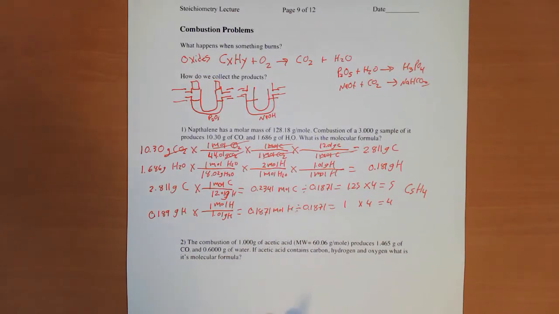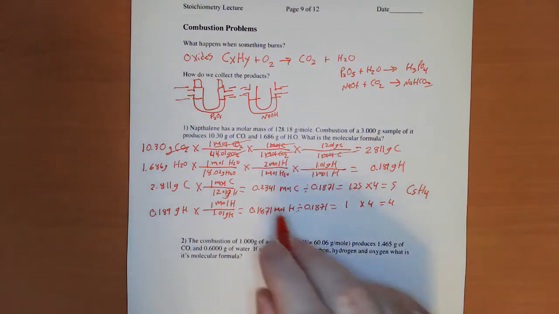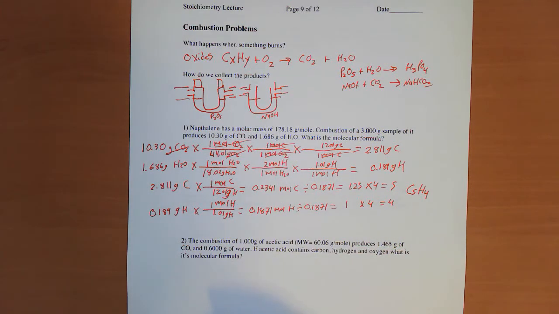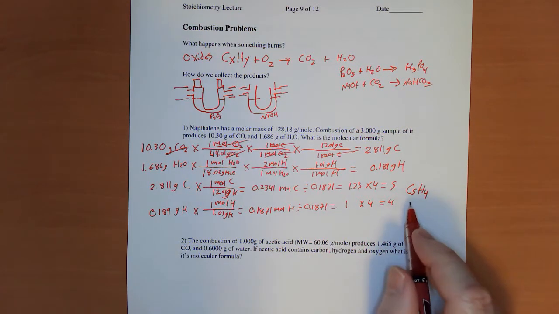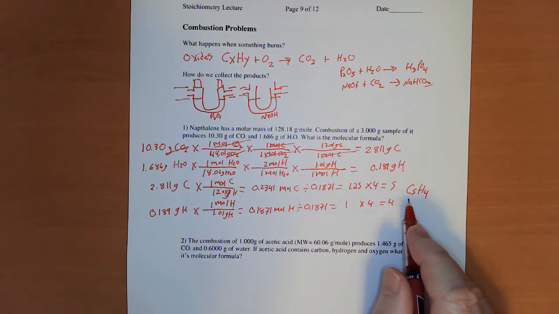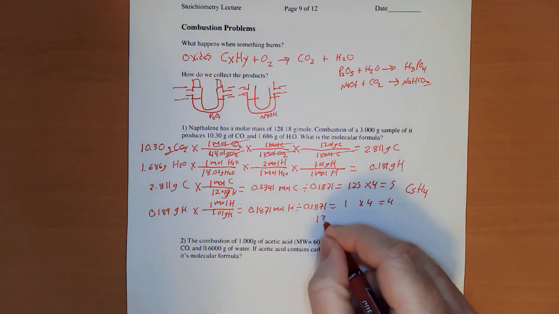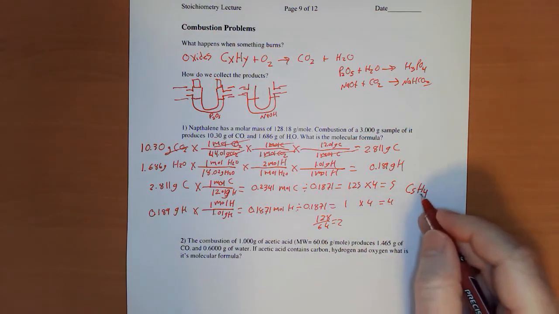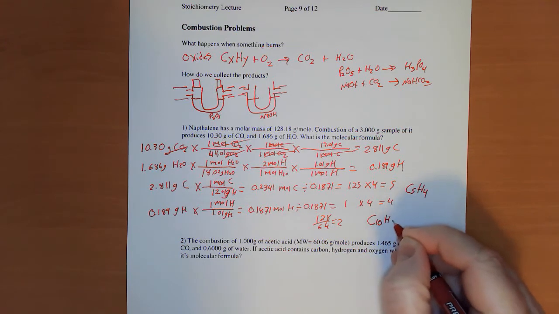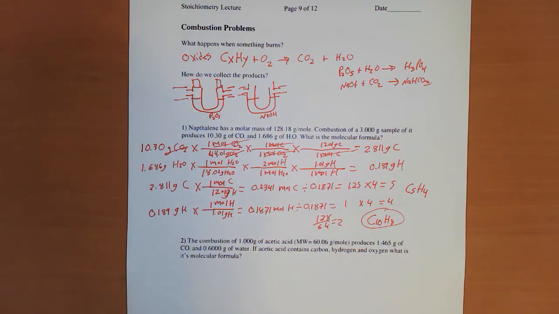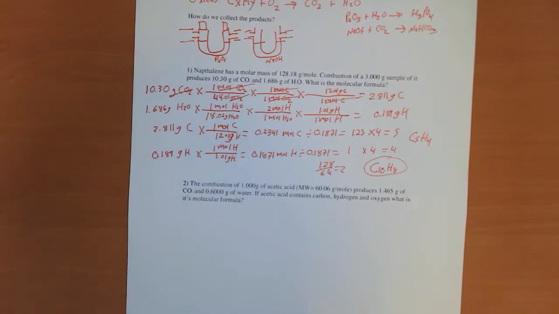Now, if the molar mass is 128, does this molar mass equal 128? 5 times 12 is about 60, plus 4, that's about 64. So 128 over 64 equals 2. I multiply this by 2, and I get C10H8 as my formula for naphthalene.